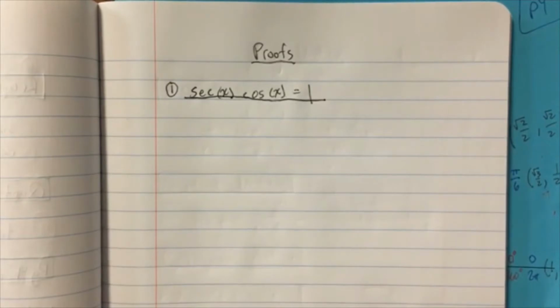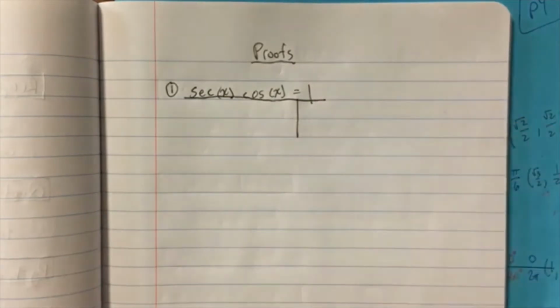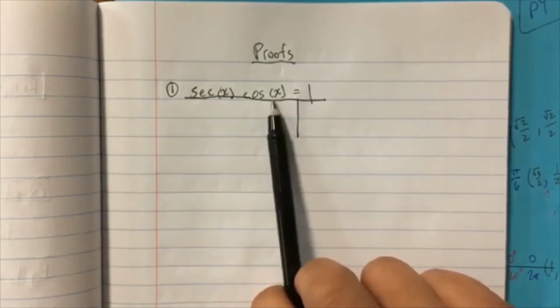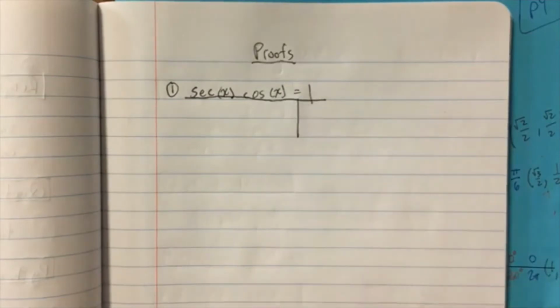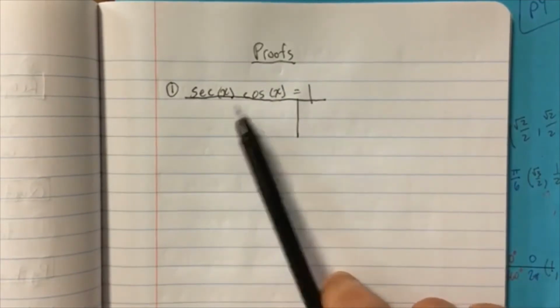So, since you can only work on one side of the equation, my first recommendation is to pick the side that looks more complicated. So you've got one side of this equation, which is secant x times cosine x, and you've got the other side, which is just 1. So which side is clearly more complicated than the other one? The left side. So what we want to do is manipulate the left side in a way that it equals 1.